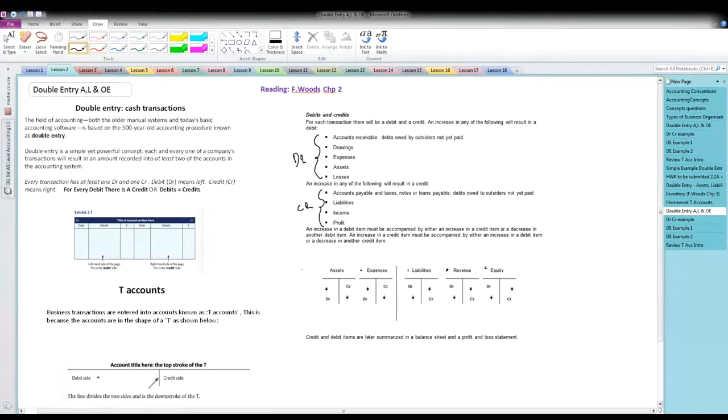As we see on the table below, if we have assets, a debit increases them. Expenses, a debit increases them. Liabilities, a credit increases them. Revenue, a credit increases them. Equity, a credit increases them. Whereas assets and expenses, a credit will decrease them. Liabilities, revenue, and equity, a debit decreases them.